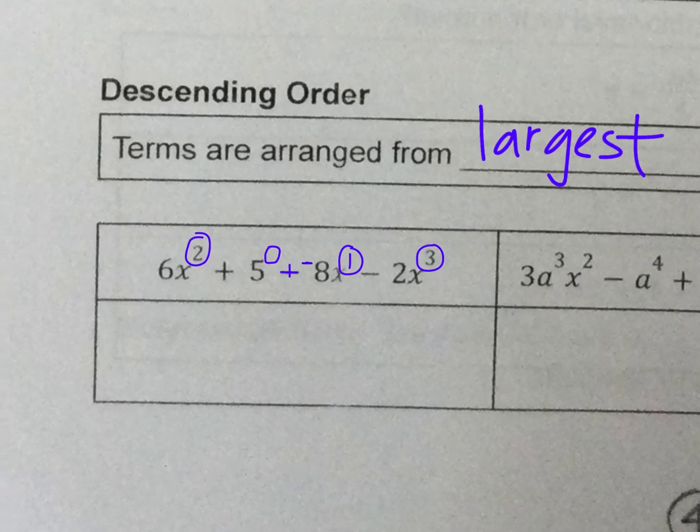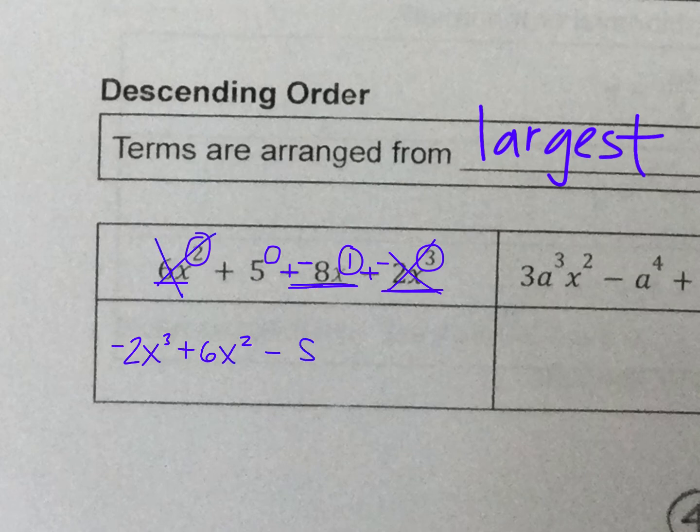Plus negative, plus negative. Well, the biggest is a 3, so negative 2x to the 3rd comes first. The next would be a plus 6x squared. If I'm counting down, I'd get to the 1, negative 8x to the 1st. You don't have to write the 1 if you don't want to. And last, plus 5.